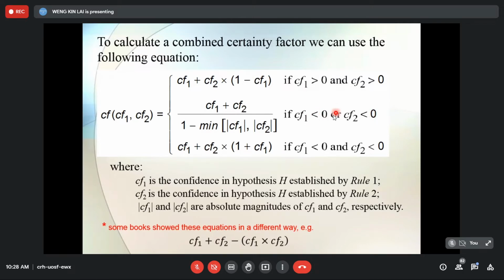So if either of them is negative, you use this formula to calculate. I believe this formula is actually given in your exam. It is a part of the list of equations given to you. Now, what happens if both of them are negative? Your CF1 and CF2 are negative, so you use this particular formula, right?